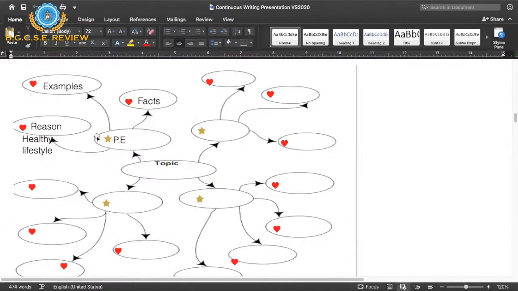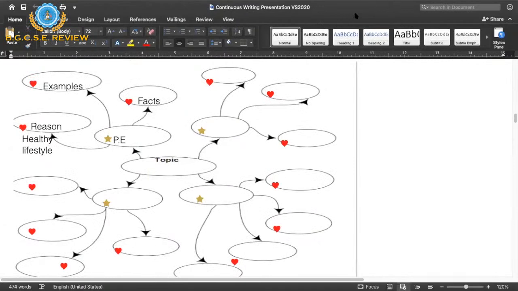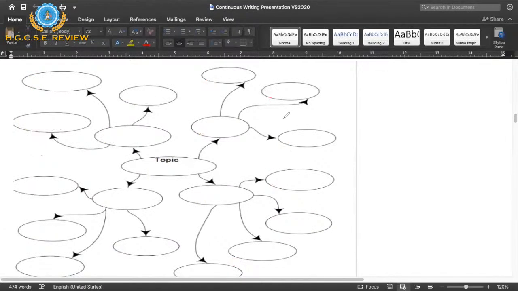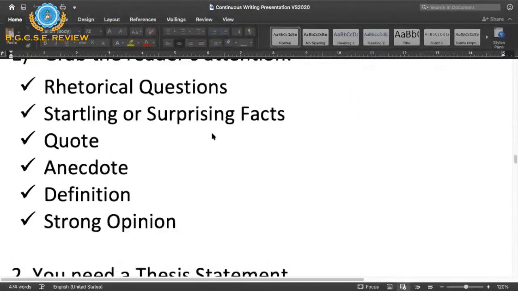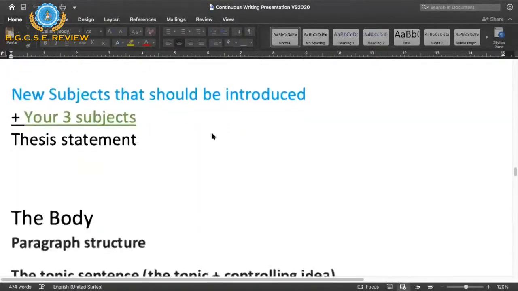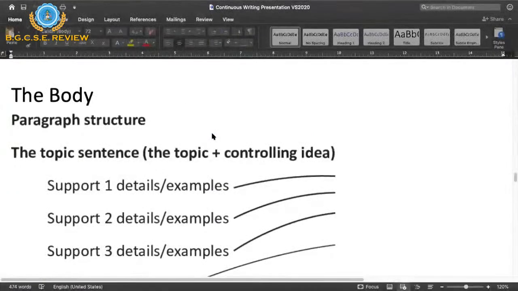So very quickly before we end today, I'm going to have to clear the screen. Okay, before we end today, I am just going to remind you how your paragraph should look. Okay, we're going to skip that introduction. We'll do the introduction tomorrow.